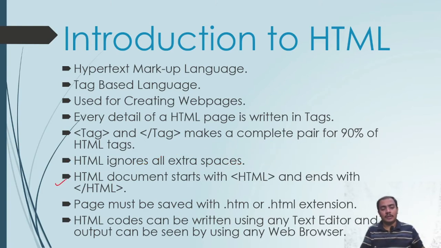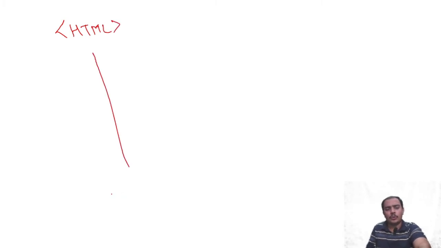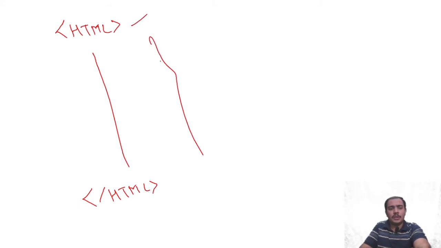The next important point: HTML documents generally start with the opening HTML tag and end with the closing HTML tag. So in the beginning of your program, you start with the opening HTML tag. Then you go with the flow of your code, and at the end of your code, you close the HTML tag like this. Whatever you write between the opening HTML tag and the closing HTML tag will be read by the browser and considered HTML code.